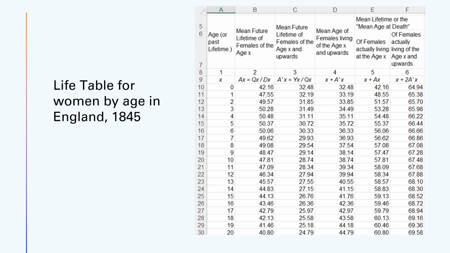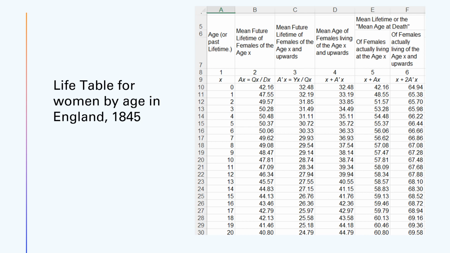If you look at that column, you can see that life expectancy at birth, which is given in row 10 of this spreadsheet for the age 0, life expectancy at birth for women in 1845 was 42.16 years. And then you can see that life expectancy starts to increase. So by the time women have reached the age of 1, it's now 47.55 years, and by the time they reach the age of 2, it's 49.57, and by the time they reach the age of 3, it's 50.28.